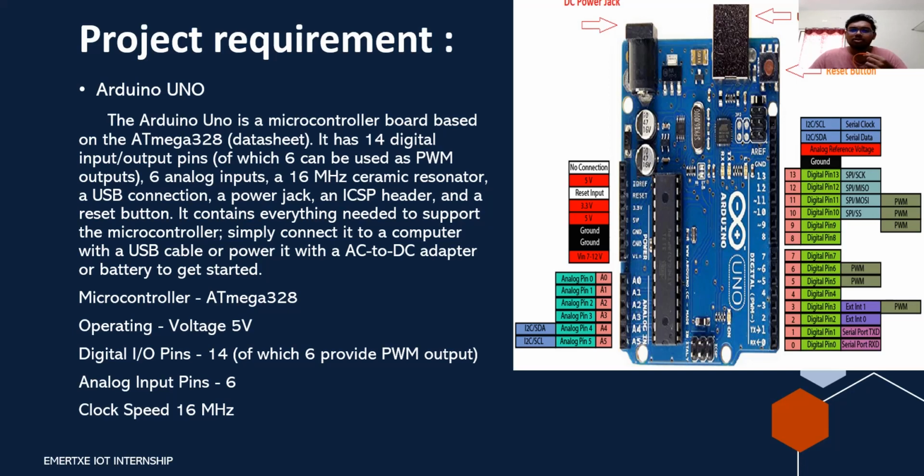It contains everything needed to support the microcontroller. It is the latest microcontroller, widely used in many applications nowadays. Simply, it can be connected to a computer with a USB, or powered with an AC to DC adapter or a battery to get started. The operating voltage is 5 volts. In total 14 pins are there, of which 6 provide PWM outputs, the analog input pins are 6, and the clock speed is 16 megahertz. Here is the simple pin diagram of the Arduino Uno board, and I will take the pointer.